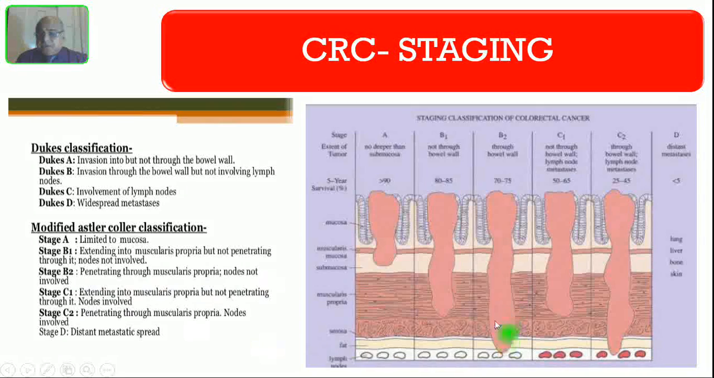Here also it is penetrating through the muscularis propria, but nodes are not involved. In C1, it is extending into the muscularis propria but not penetrating through it, but nodes are involved. So this is C1. Whereas in C2, it is penetrating through the muscularis propria and nodes are also involved. And D is distant metastasis, either to the lung, liver, bone, or even the skull.